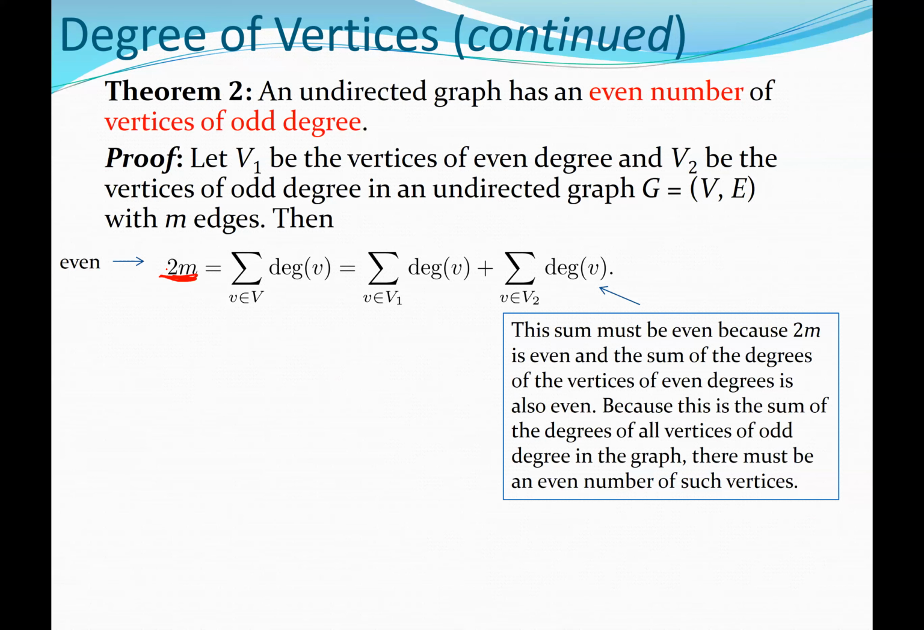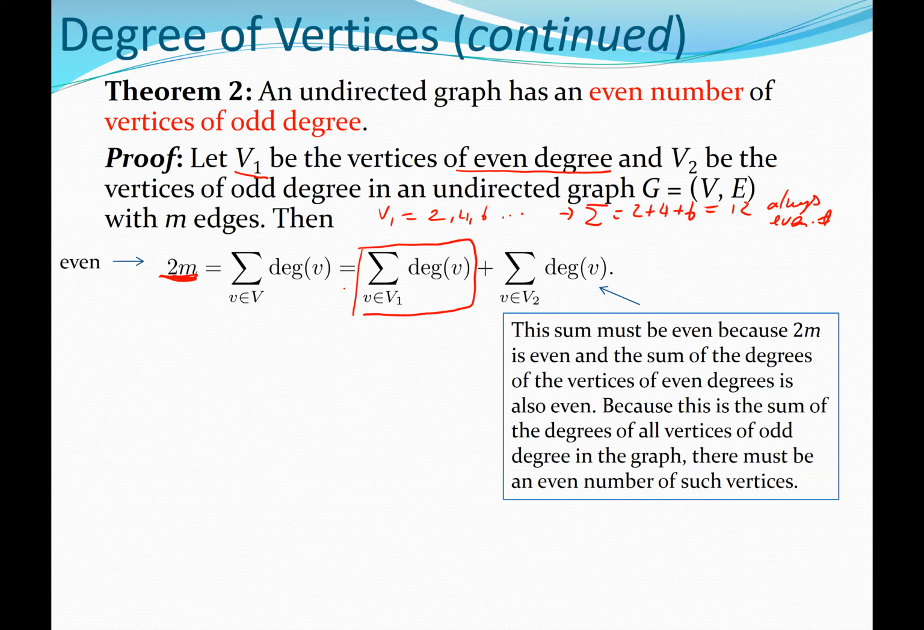All right, so we define V1 to be the even degree vertices. You can see here V1 can be 2, 4, 6, and so on. When you sum them up, you get 2 plus 4 plus 6, which is 12. So always even, yes? So this one here is always an even number.